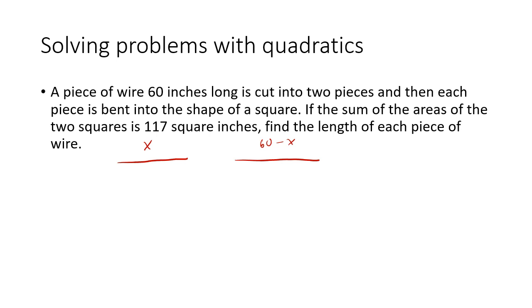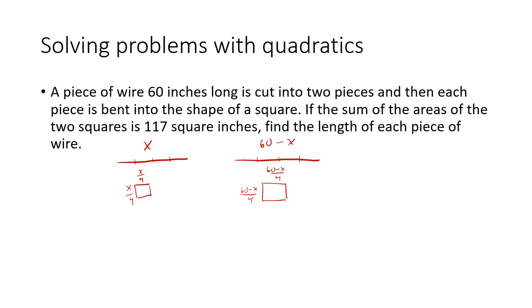All right, then each piece is bent into the shape of a square. So we take this thing, if we kind of fold it right here, and right here, we can bend it into this square right here, okay? Which means that each side of this square would be x divided by 4, or 1/4 x. It's an x divided by 4 by x divided by 4 square. This one, if we did the same thing, we'd have a square like this, and we'd have 60 minus x over 4, and 60 minus x over 4.